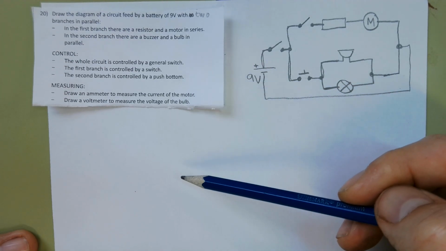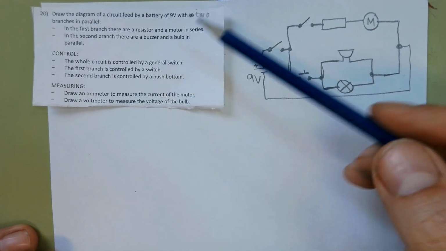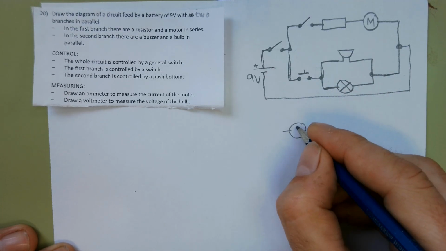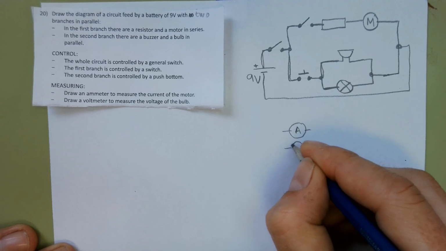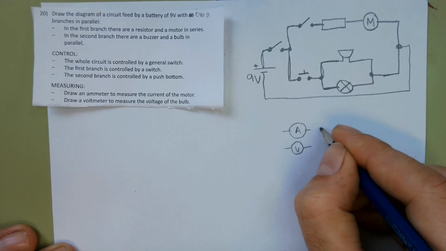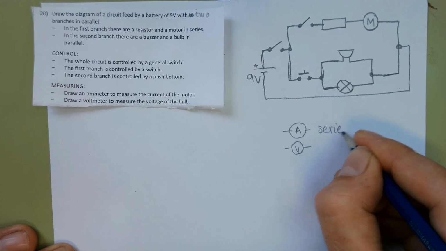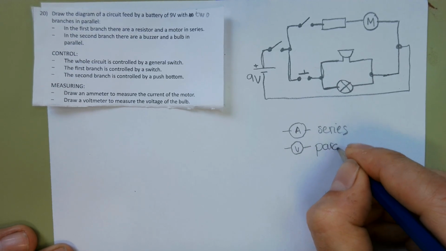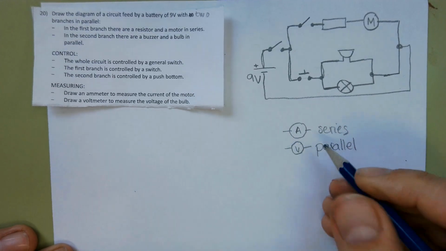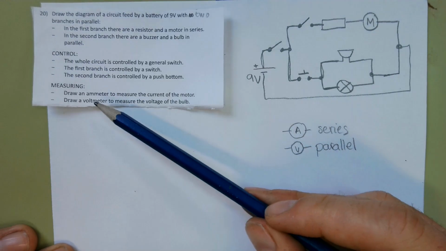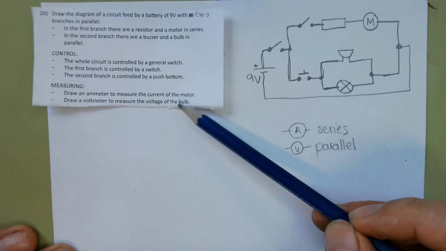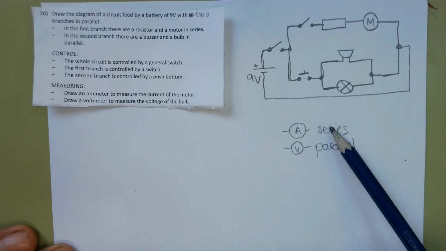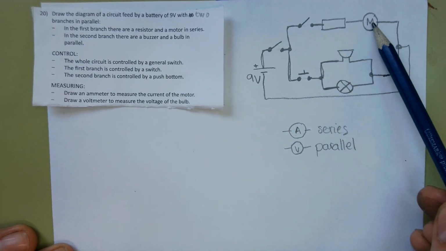Now, the measuring components. For the measuring components, I have 2 options: an ammeter or a voltmeter. The ammeter must be connected in series with the component to measure, and the voltmeter in parallel with the component. It says draw a meter to measure the current of the motor. The motor is here and it's an ammeter. So I need to connect an ammeter in series with the motor.